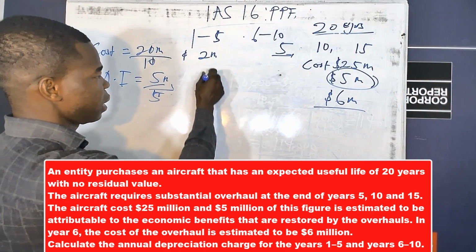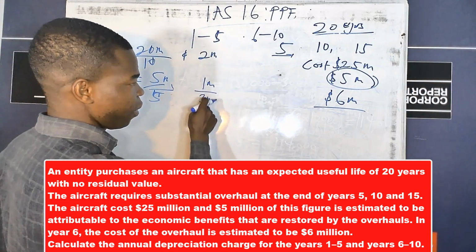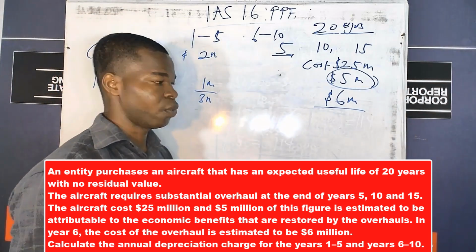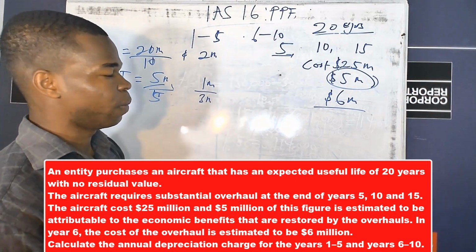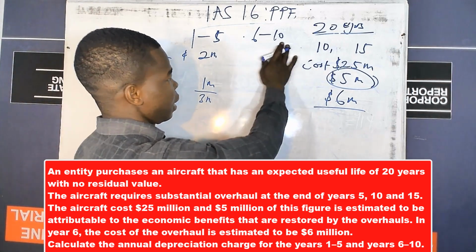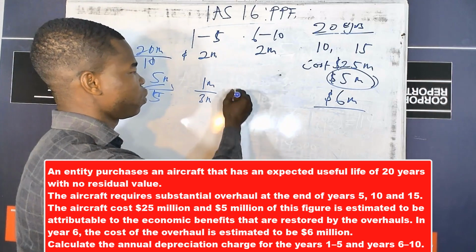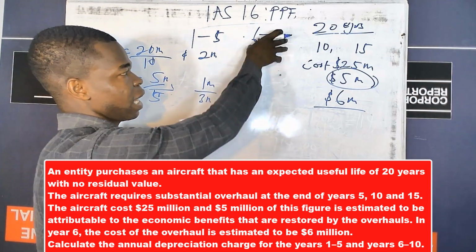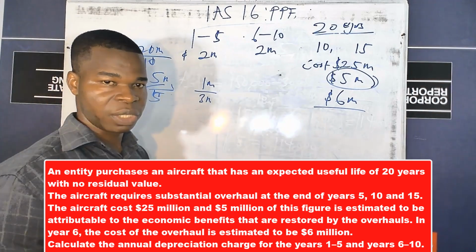So in this case, our depreciation for year 1 to year 5 is going to be 3 million, because it's a straight line method. Now when you go to year 6, the cost will still remain this one, but when it comes to years 6 to 10, the overall inspection is going to change.